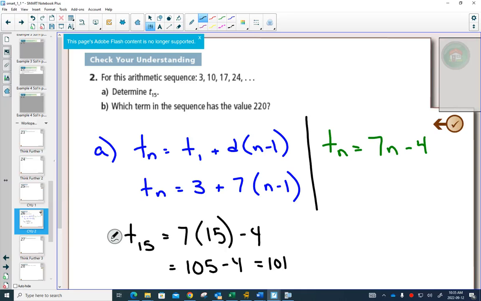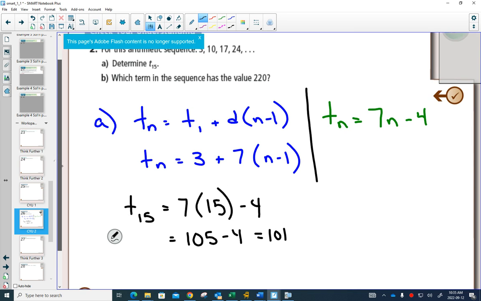Okay? So this will be a very basic kind of question you're going to answer in this unit. Can you find a specific term? Term 15, term 20, you're going to need to have a formula, and then you plug in 15 for n, because n is the term number that we're looking for.